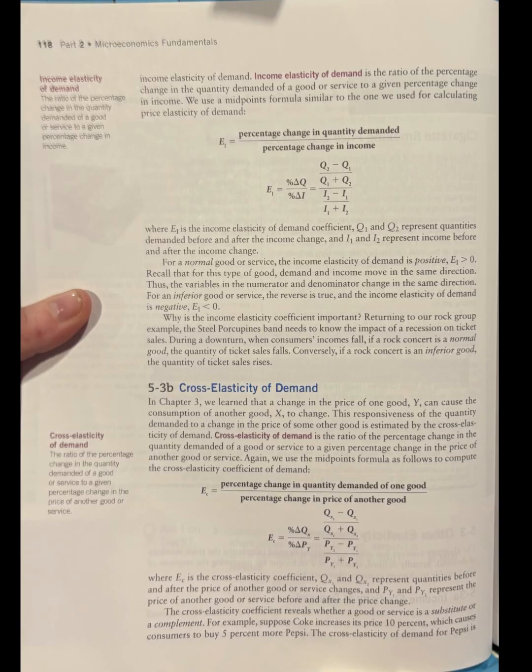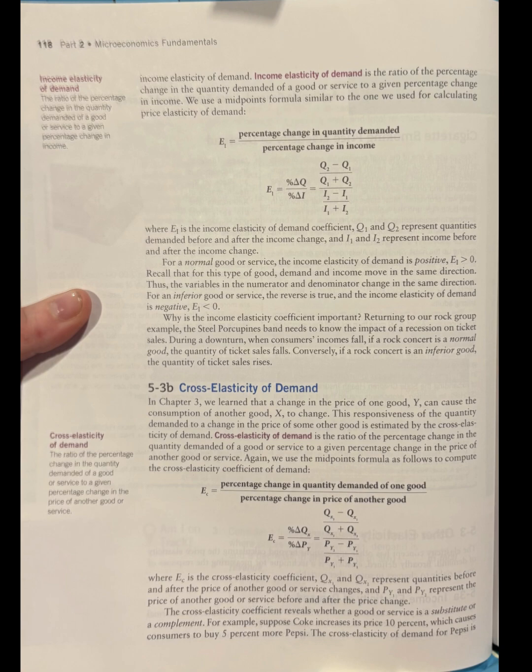5-3b. Cross elasticity of demand. In Chapter 3, we learned that a change in the price of one good, Y, can cause the consumption of another good, X, to change. The responsiveness of the quantity demanded to a change in the price of some other good is estimated by the cross elasticity of demand. Cross elasticity of demand is the ratio of the percentage change in the quantity demanded for a good or service to a given percentage change in the price of another good or service. Again, we use the midpoint formula as follows to compute the cross elasticity coefficient of demand.